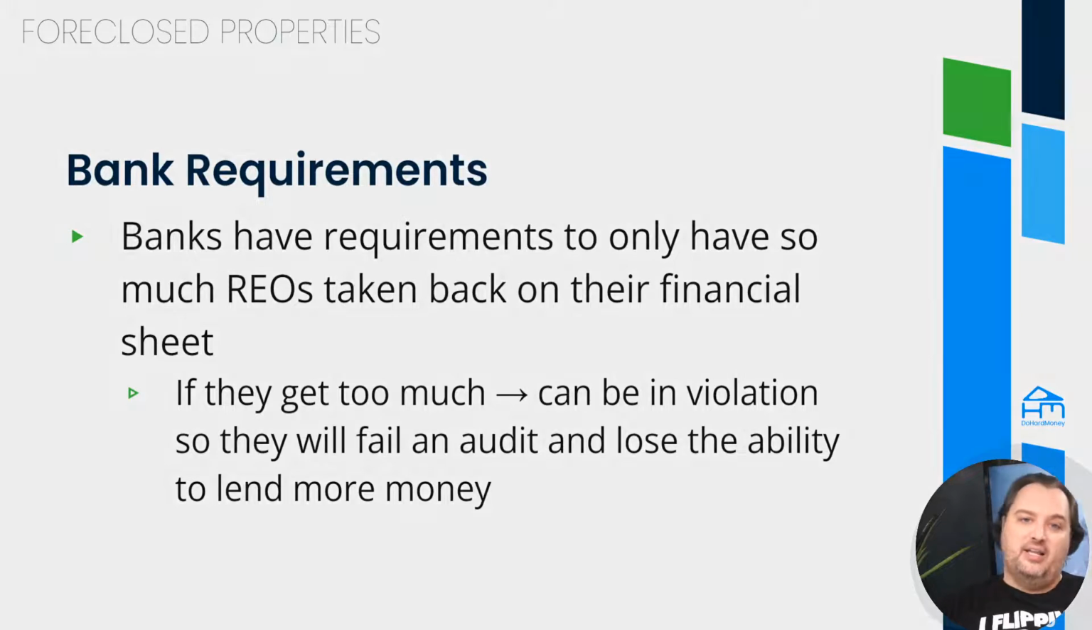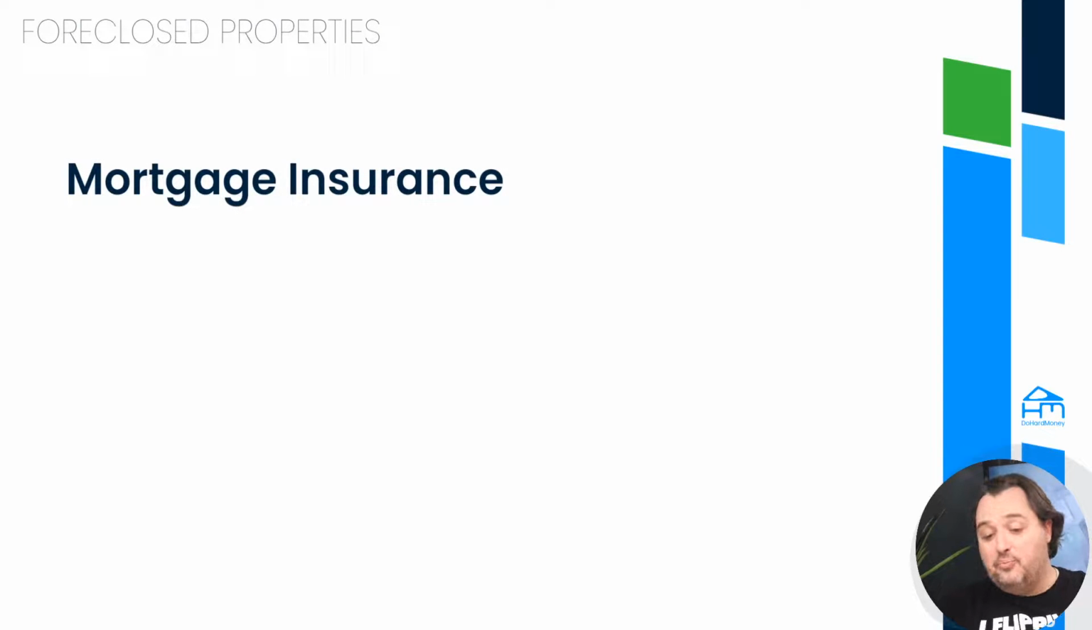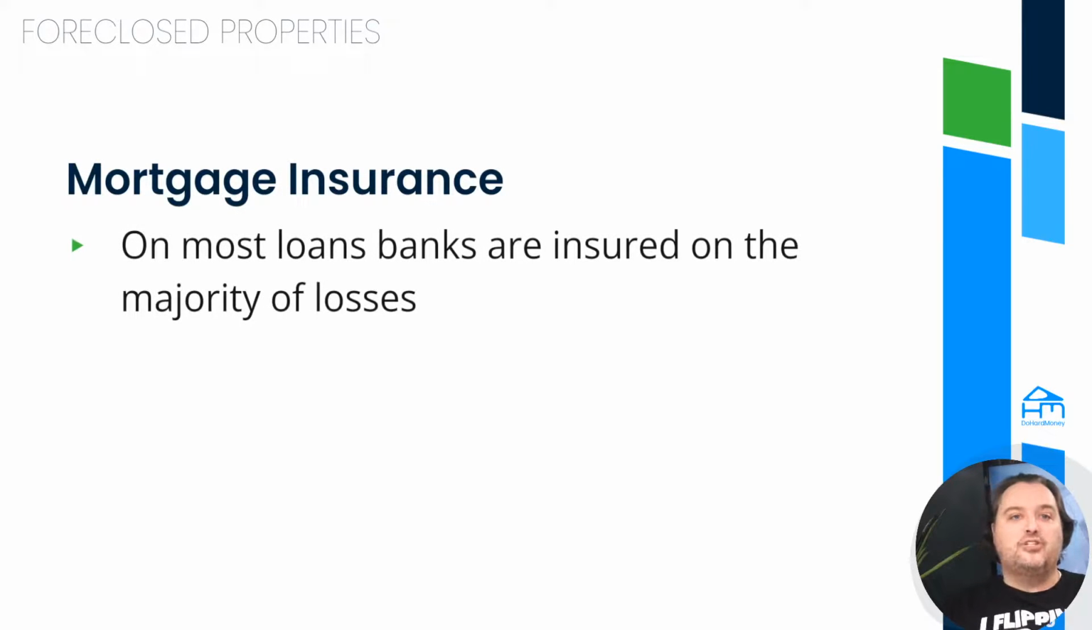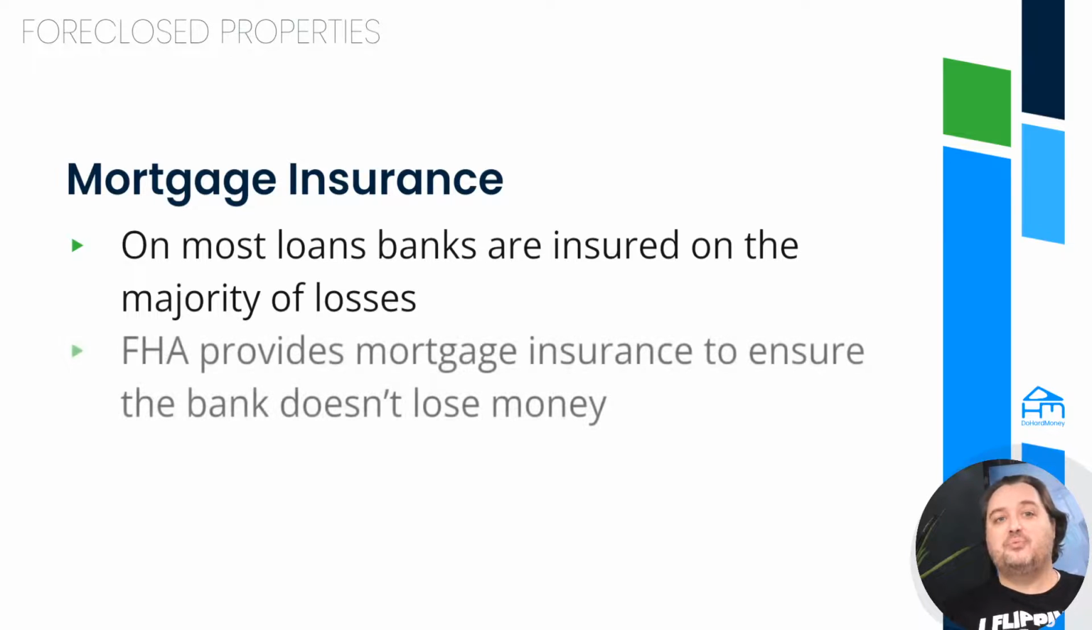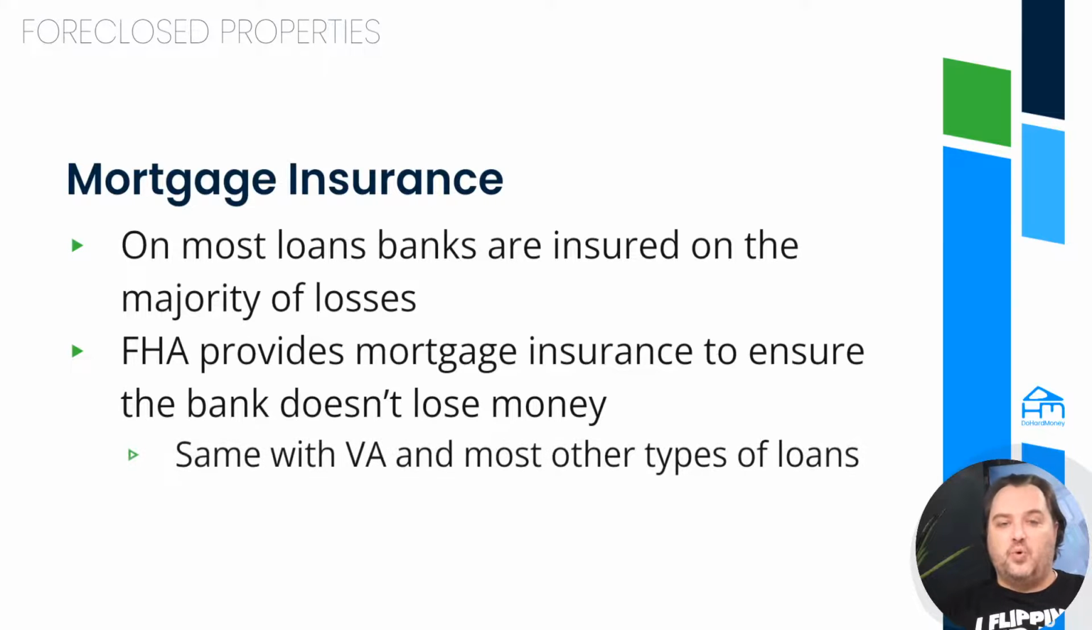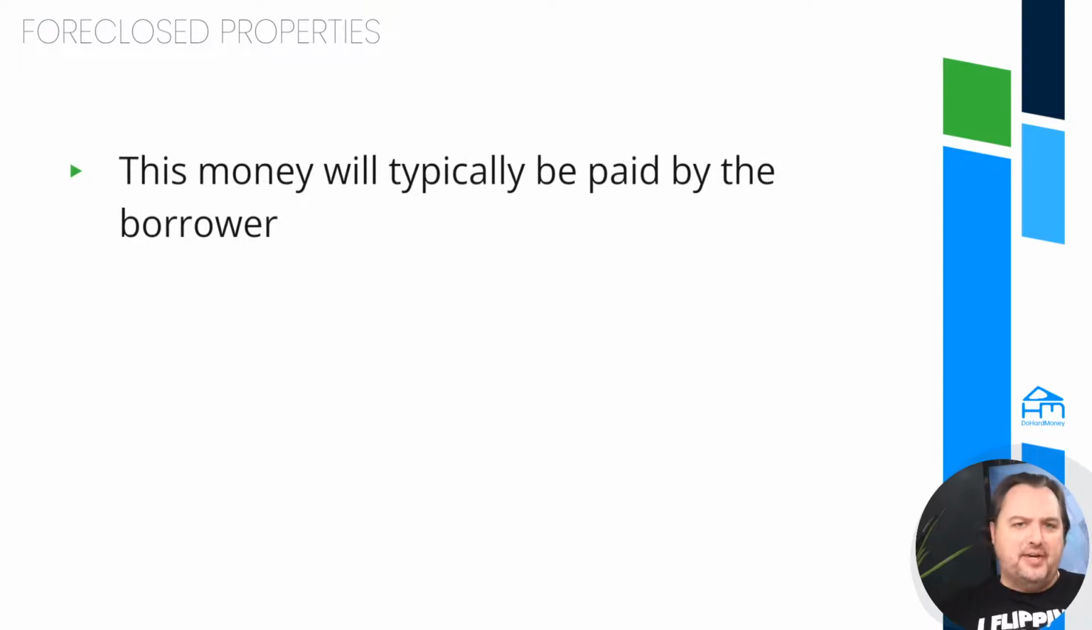If not, they can be in violation. They can hurt their ability to get more money. Mortgage insurance: on most loans, banks are insured for major losses, so they might take some loss, but the rest of the loss is typically covered by insurance. So that makes it a little bit easier on them to get rid of some of these properties rather than hanging on to them, maybe a little more motivation.